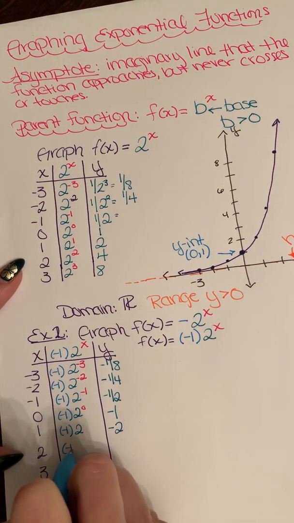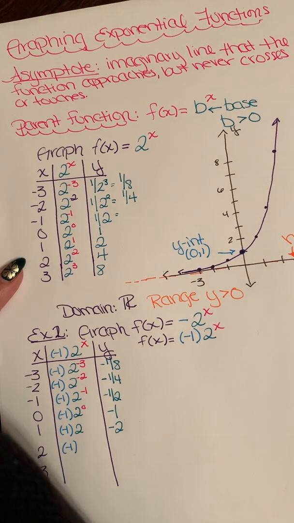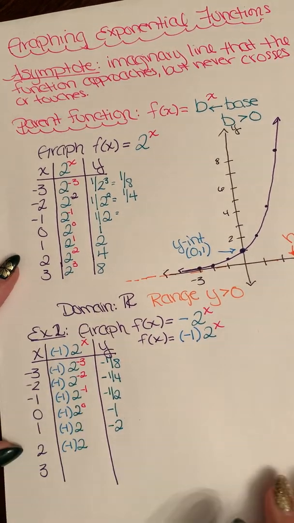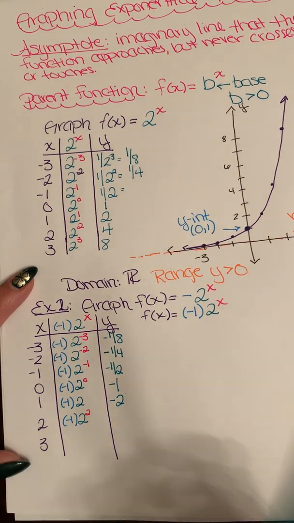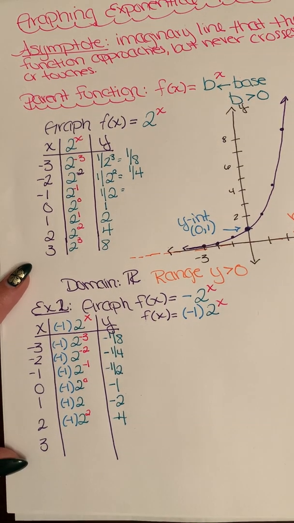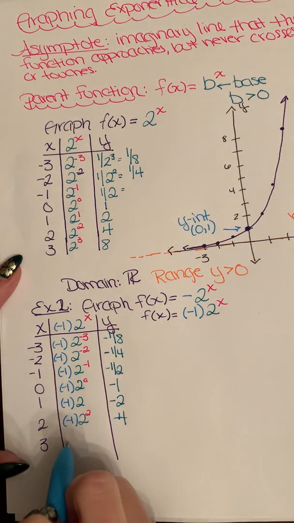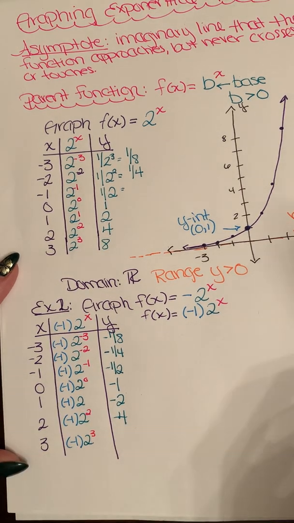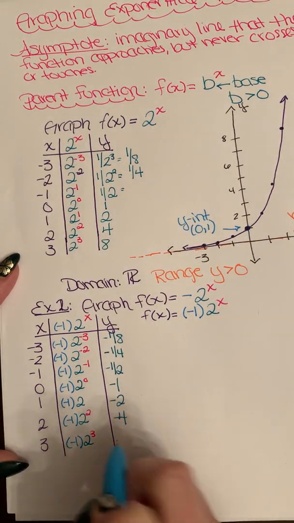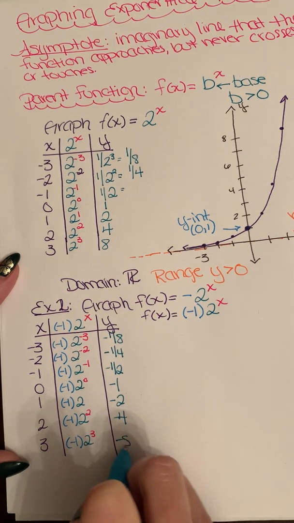Then we have -1 times 2 squared. 2 squared is 4. 4 times -1 is -4. And finally, we have -1 times 2 to the 3rd. 2 to the 3rd is 8. 8 times -1 is -8. Okay?